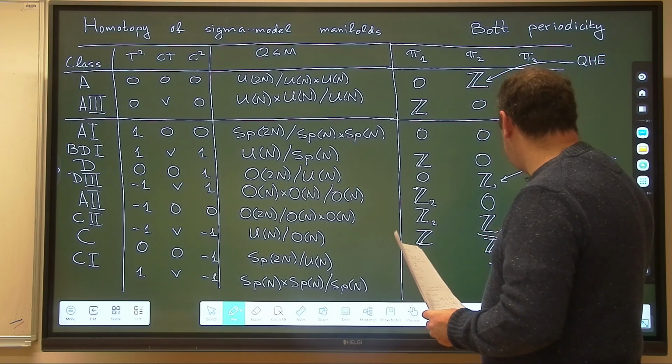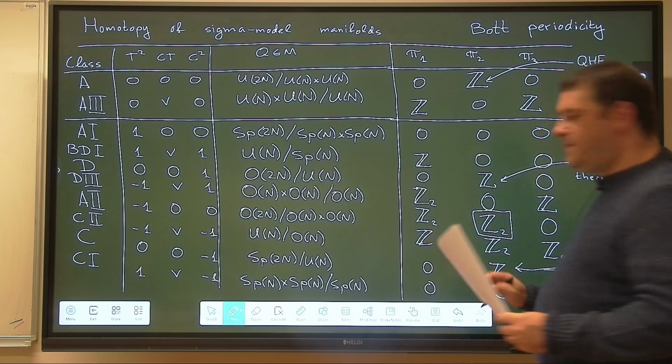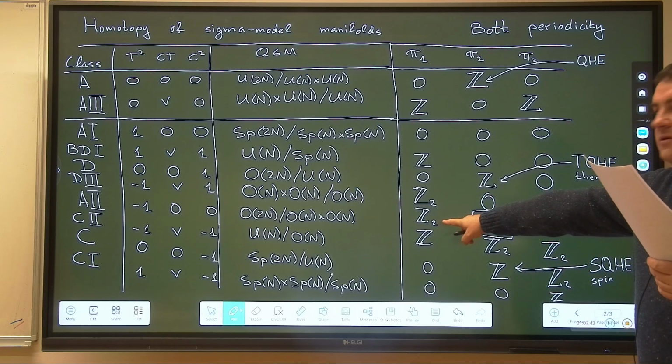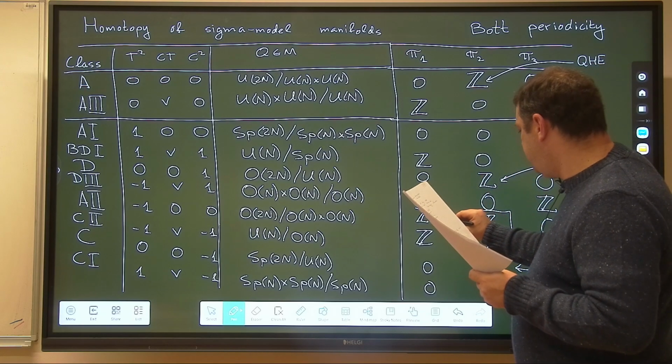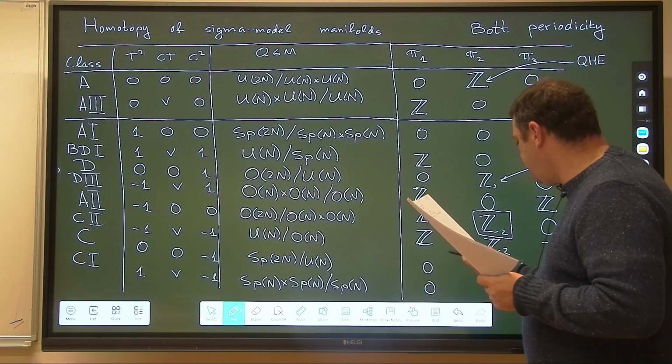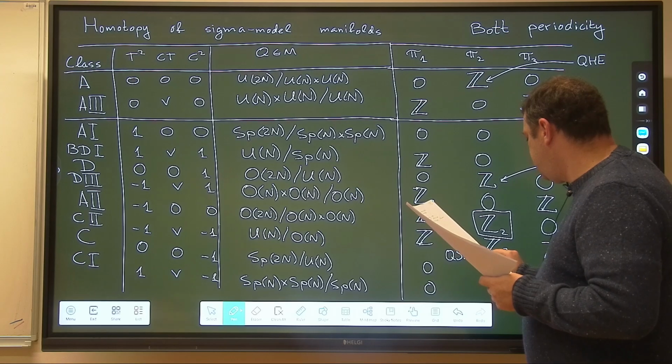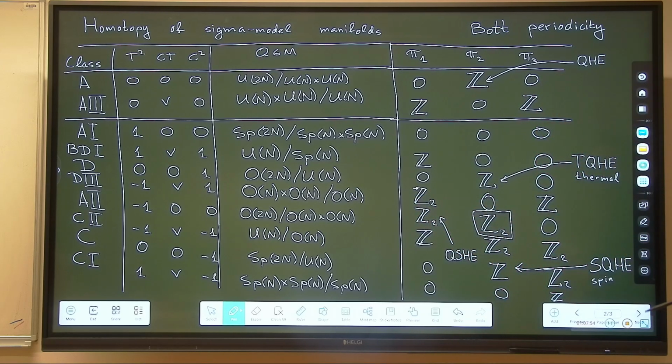Pi 2 equals Z2 in class AII. This is the most interesting. Well, not the most, they're all interesting. This is an interesting entry in this table, which tells us that in class AII, in the symplectic class, we can have Z2 topological insulators, not only in 2 dimensions. This is, by the way, the quantum spin Hall effect that we discussed some lectures ago.